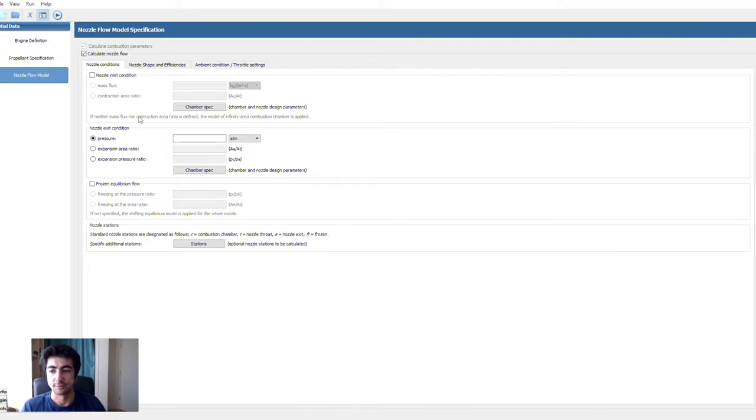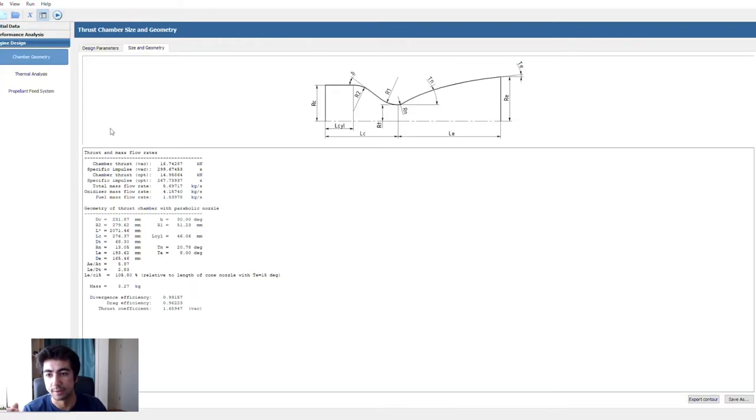choose that. And so final thing, we have to choose our exit condition. And so we're going to choose, again, that 0.8 atmospheres corresponds to approximately 10 psi, which is what we calculated to use. And you can see there's plenty of other options here. But if you just run that, you can already get the size of your engine. So that's what this is.